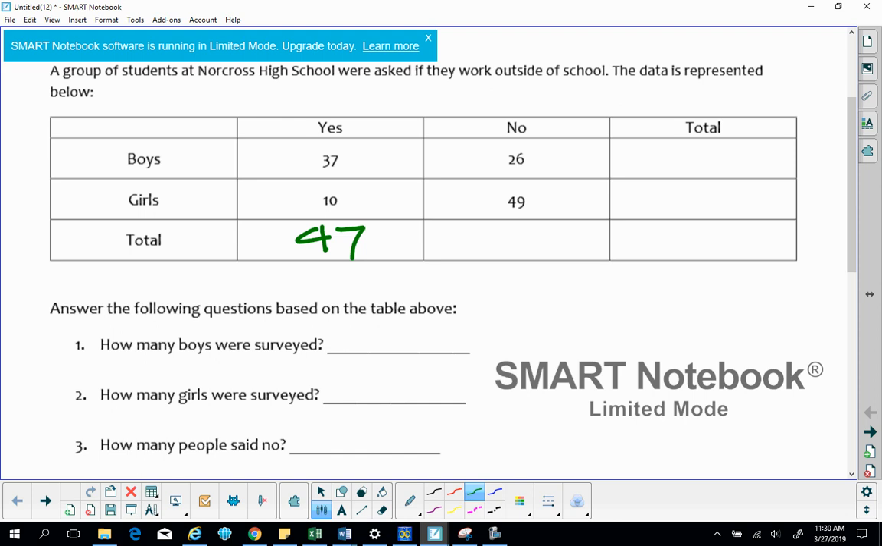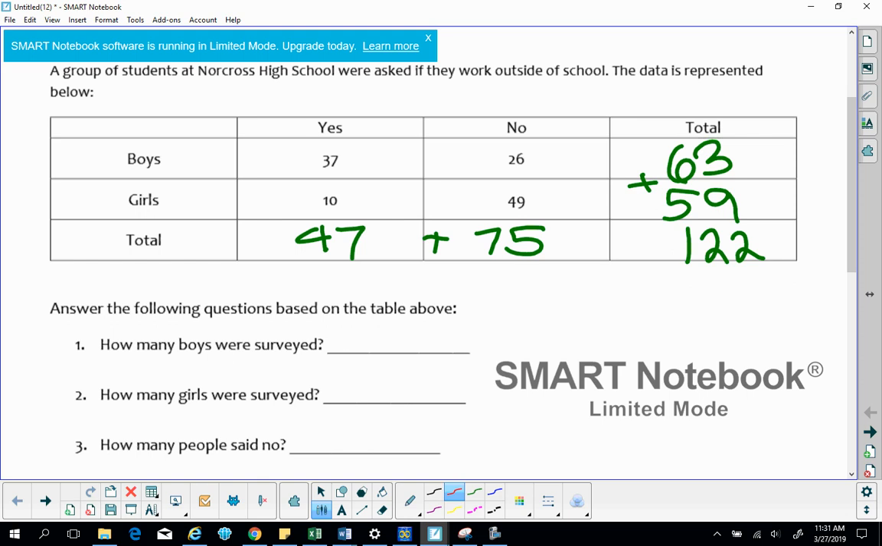Beautiful. Jeremiah, what'd you get for this one? 75. Perfect. Valeria, what did you get for this one up here? 63. Beautiful. How'd you do that? You added across. Perfect. Sean, what's this one right here? How'd you do that? 80. Added across. Perfect. Ariane, what's this one right here? How'd you get that? You added. So if I add these two, or if I add those two, you would get the same answer. Perfect.